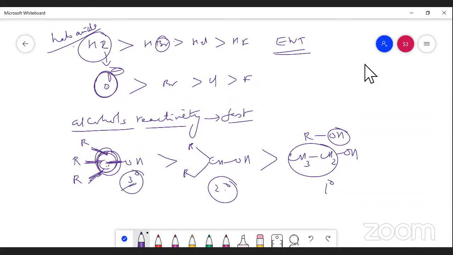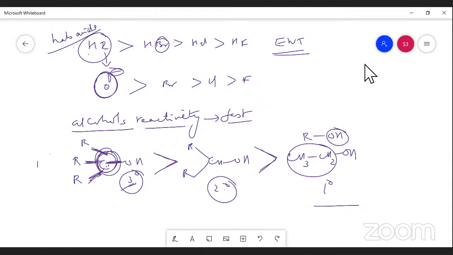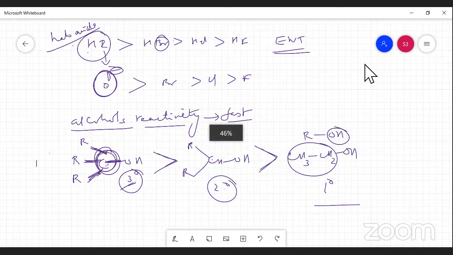In this type of reaction, tertiary alcohols have more reactivity than secondary alcohols, than primary alcohols. This is the reactivity order. This is also an entrance question. Please understand the reactivity order of alcohols with the haloacids. Now we are going to see the next preparation methods.